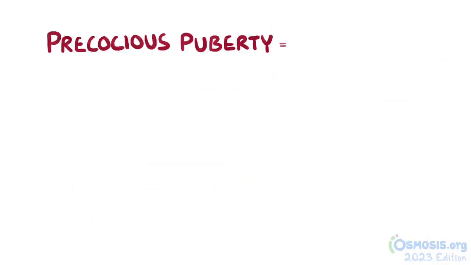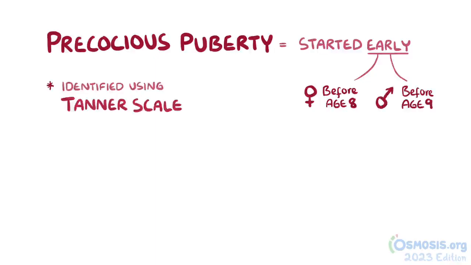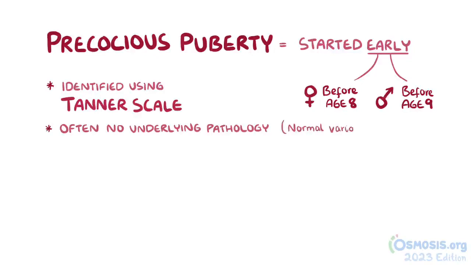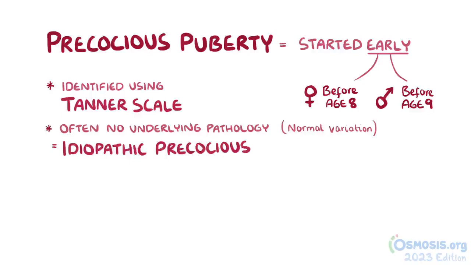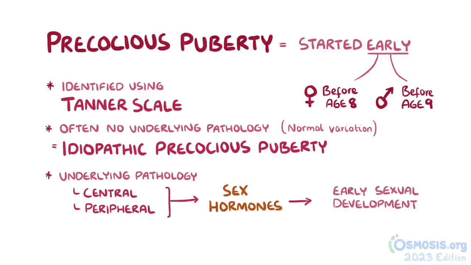Alright, as a quick recap, precocious puberty means that puberty has started early, typically before the age of 8 in females and before the age of 9 in males. It's usually identified using Tanner staging. Oftentimes there's no underlying pathology and it's considered a normal variation called idiopathic precocious puberty. If there is an underlying pathology, it's typically due to central or peripheral causes that ultimately result in early release of the sex hormones, which leads to early sexual development.